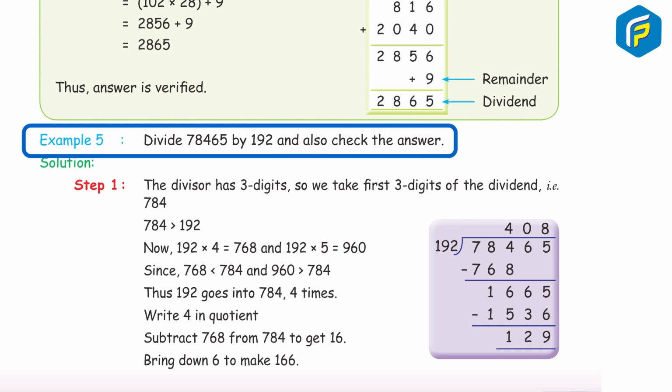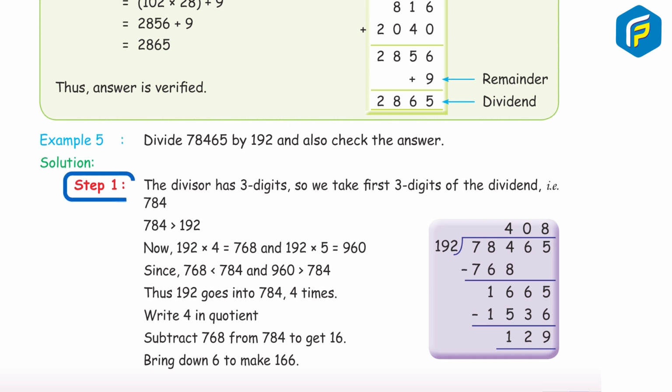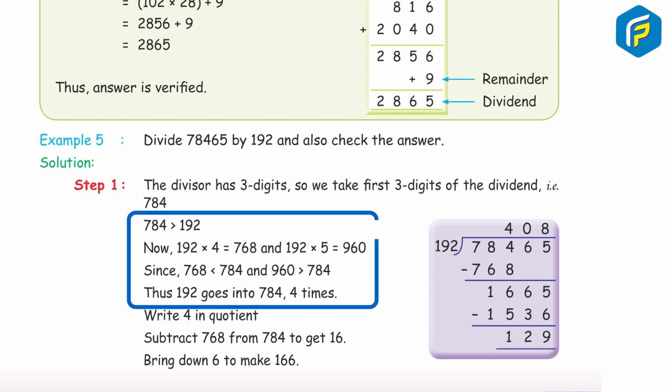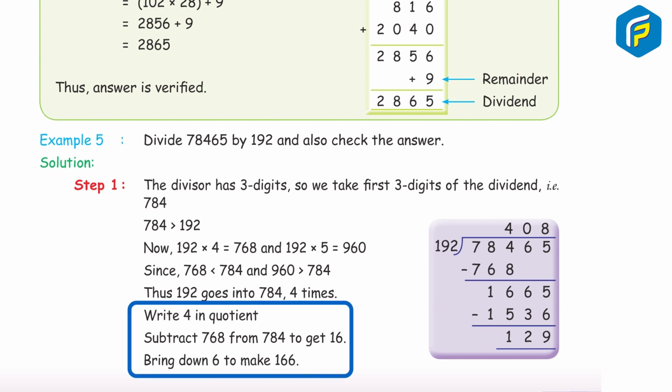Example 5. Divide 78465 by 192 and also check the answer. Solution. Step 1. The divisor has 3 digits, so we take the first 3 digits of the dividend, 784. 784 is greater than 192. Now 192 into 4 is equal to 768 and 192 into 5 is equal to 960. Since 768 is less than 784 and 960 is greater than 784, thus 192 goes into 784 4 times. Write 4 in quotient. Subtract 768 from 784 to get 16. Bring down 6 to make 166.